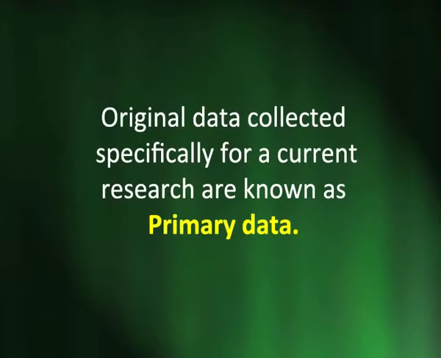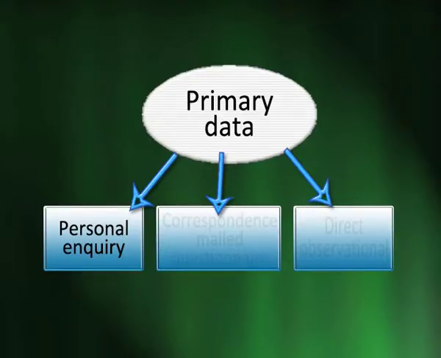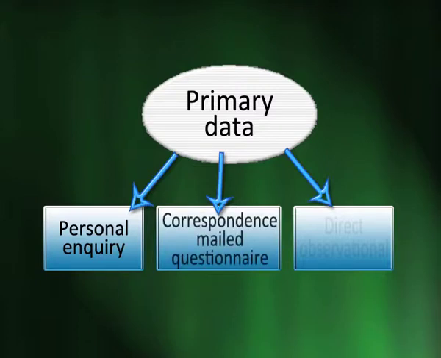The original data collected specifically for a current research are known as primary data. The primary data can be collected in three different ways. It can be collected by personal inquiry method, or it can be collected through correspondence, that is the mailed questionnaire method, or it can be collected through direct observational method.